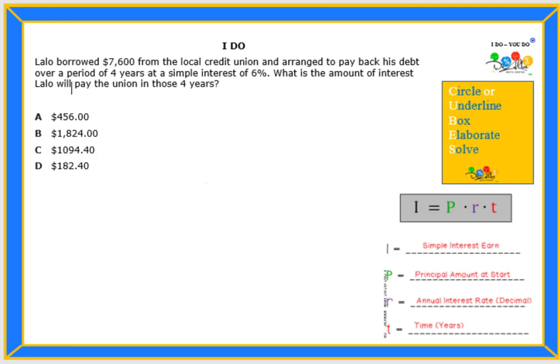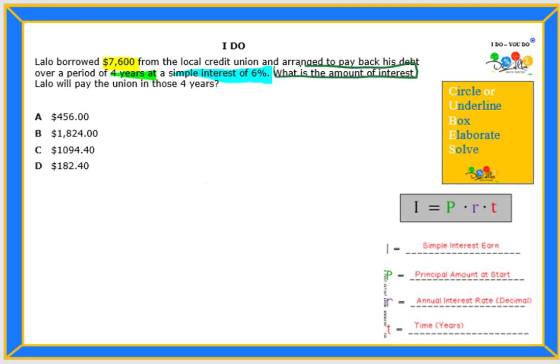Lalo borrowed $7,600 from the local credit union and arranged to pay back his debt over a period of 4 years at a simple interest rate of 6%. What is the amount of interest Lalo will pay the union in those 4 years?